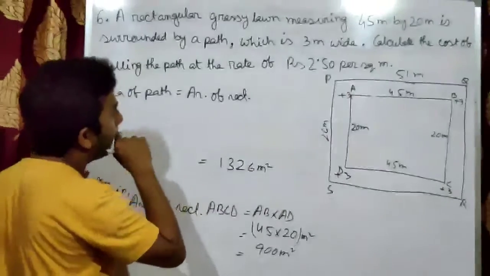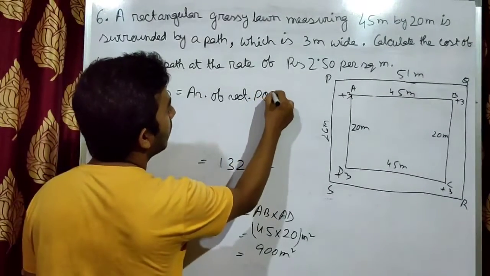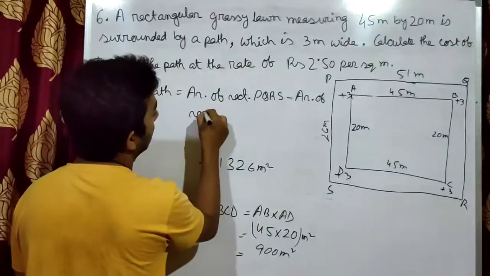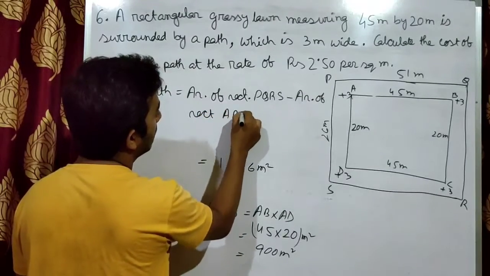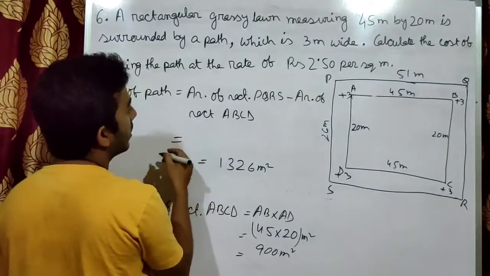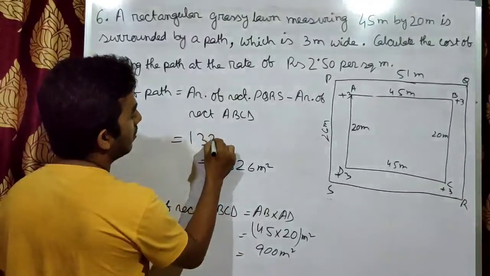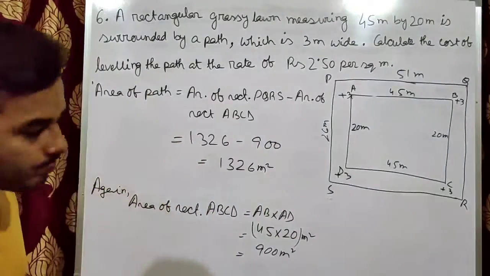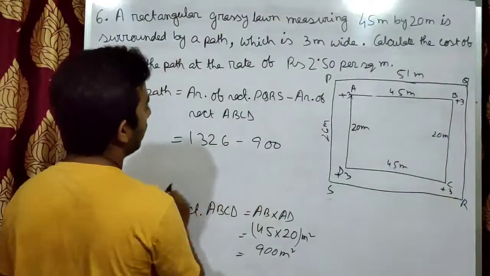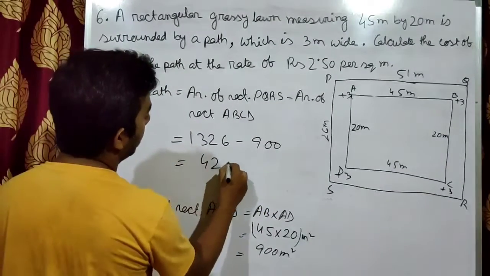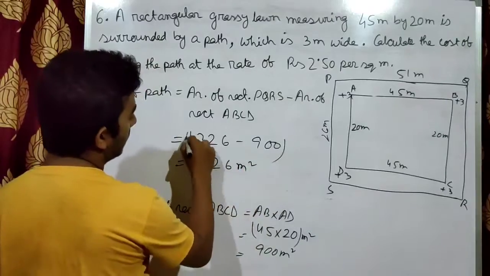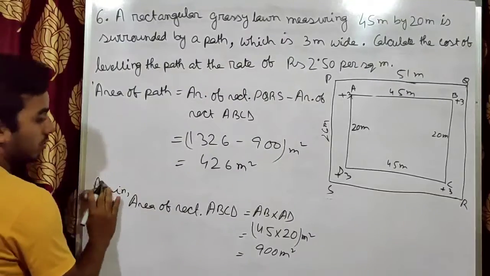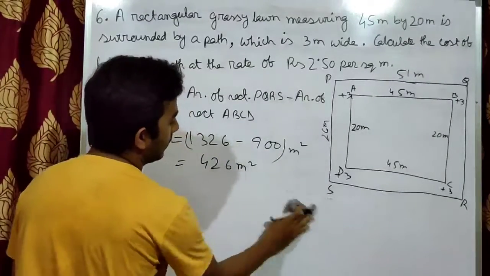Area of path will be area of rectangle PQRS minus area of rectangle ABCD. So area of rectangle PQRS is 1326 minus 900, right? So it will be 426 meter square. Now we will find out its cost of leveling. So we will write, therefore, cost of leveling the path.